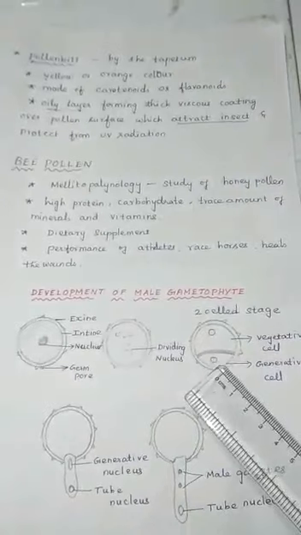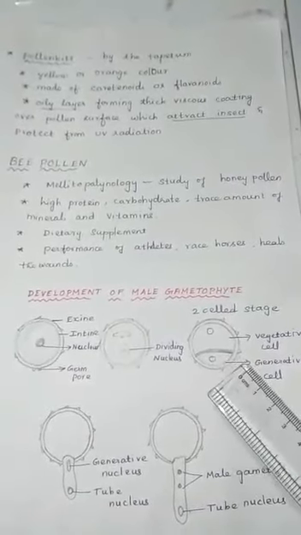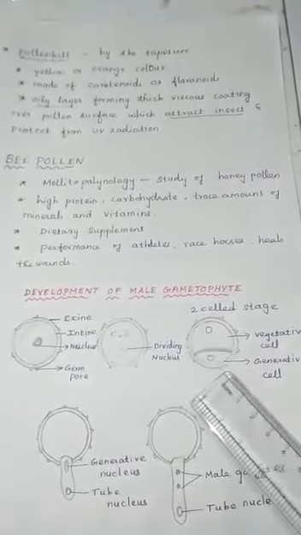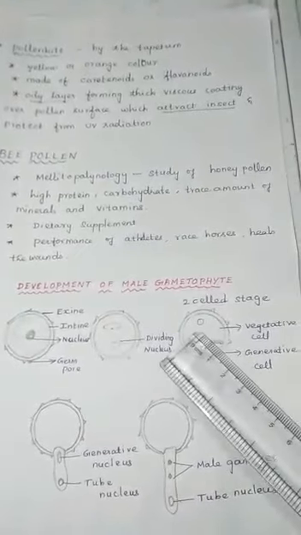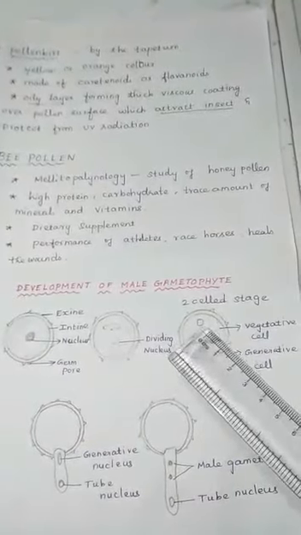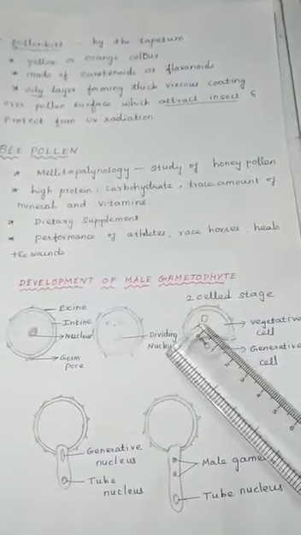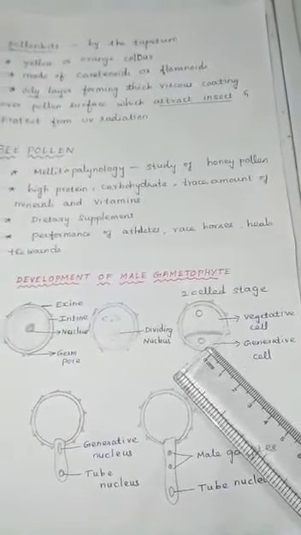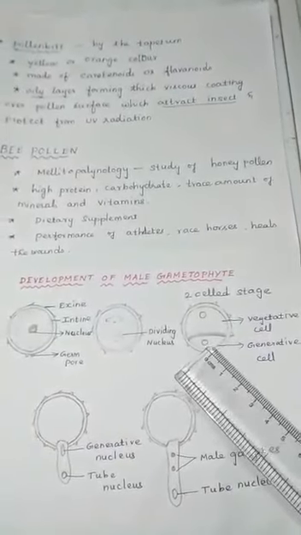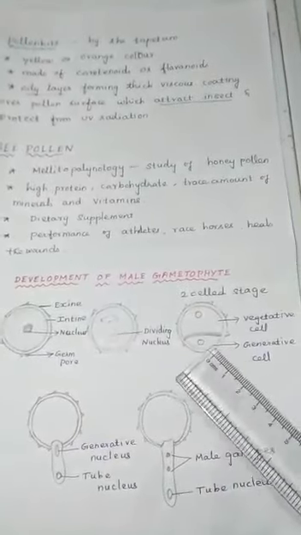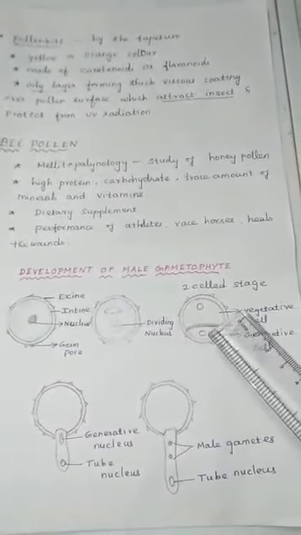Above the generative nucleus, a wall material will be found and it will form two unequal cells, one with more amount of food and with vegetative nucleus, that is called vegetative cell. Another with less amount of food and generative nucleus, that is called generative cell. This is the two-celled stage.